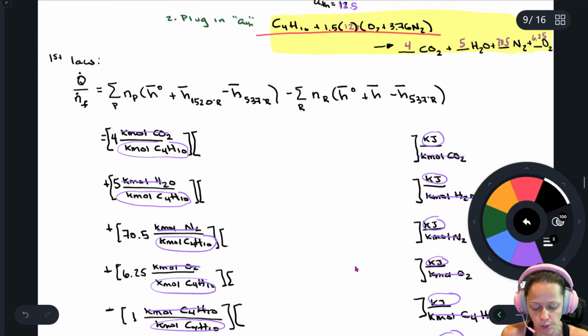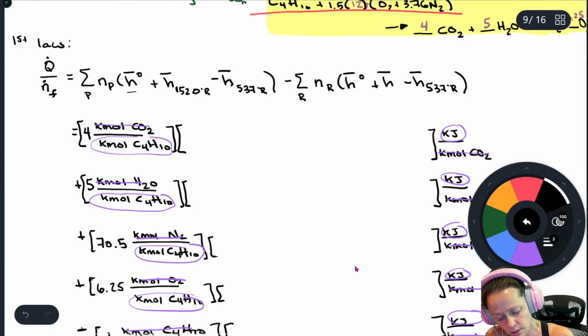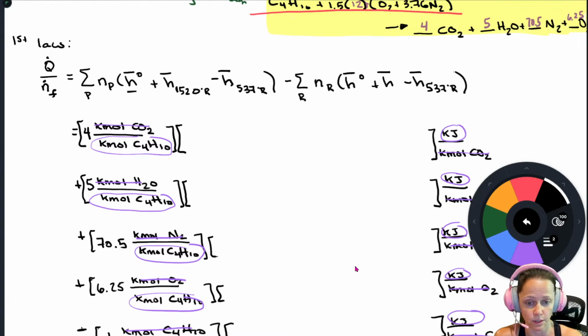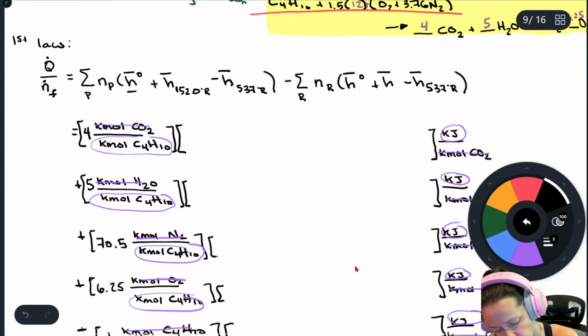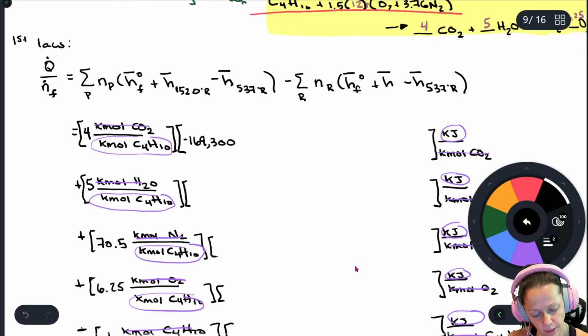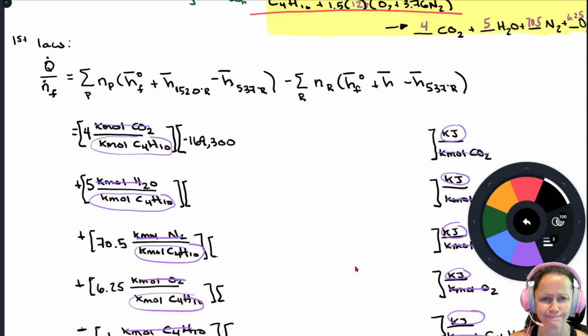All right. So enthalpy of formation for the first guy. Oh, and this should have an F right here. This is formation. So H bar enthalpy of formation for CO2 is going to be negative 169,300 BTU. Oh my goodness. Darn it. I need them to be not in kilojoules per kilomole. Somebody is internally screaming, pay attention.